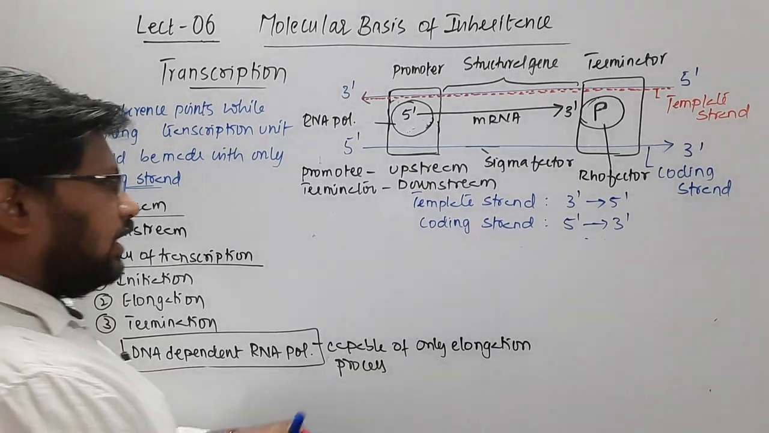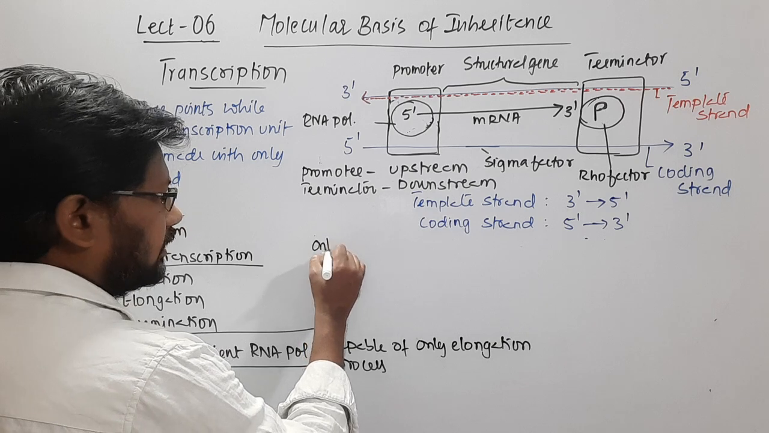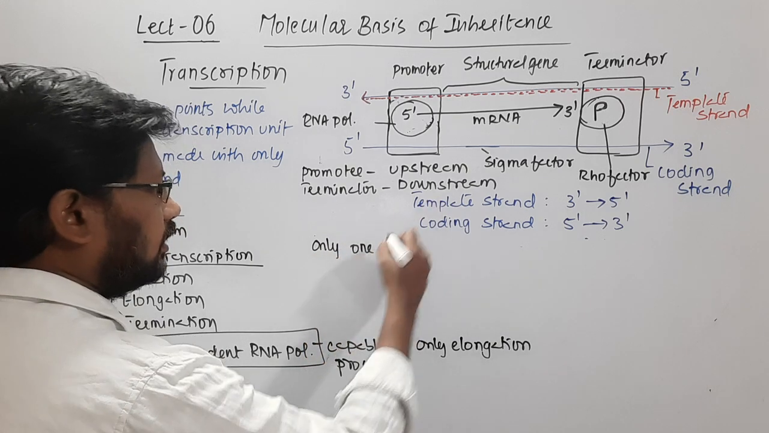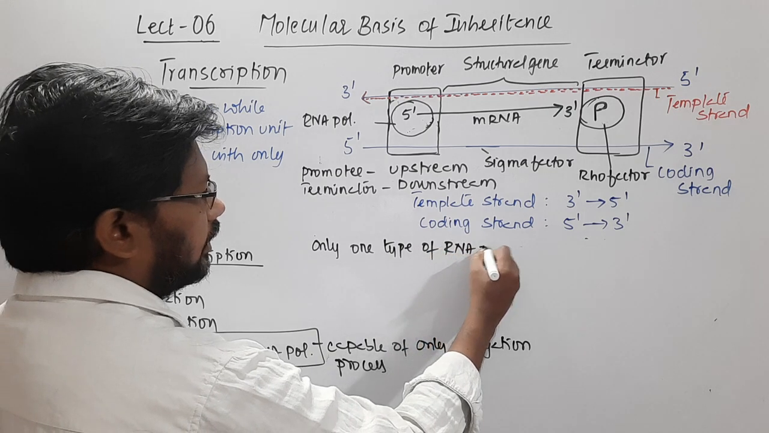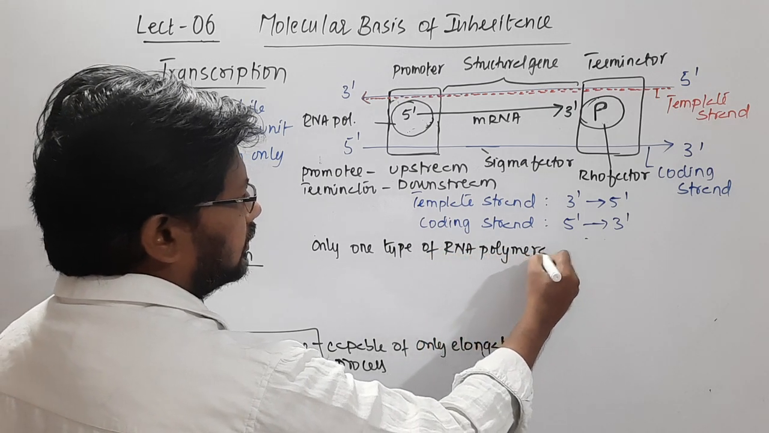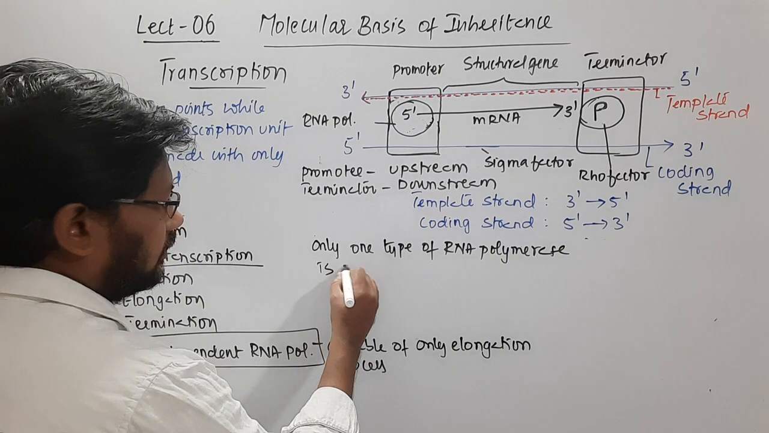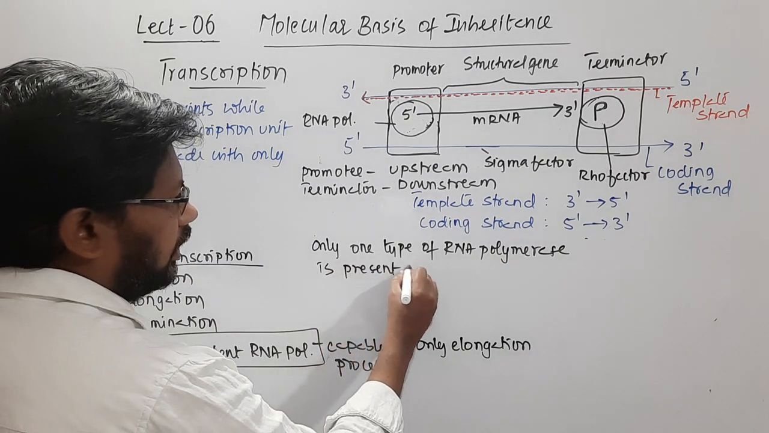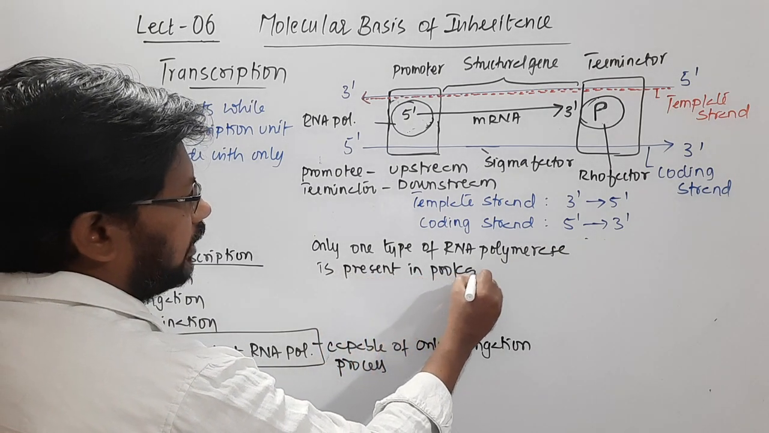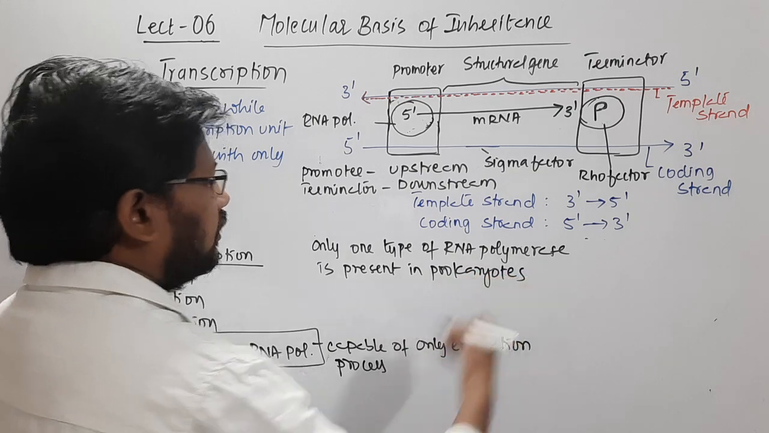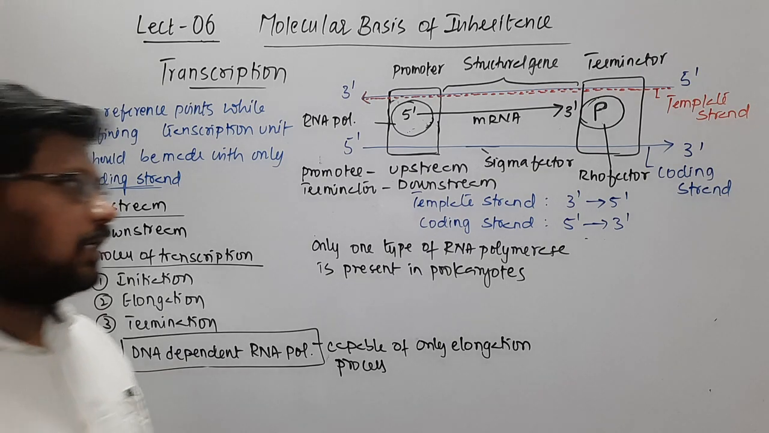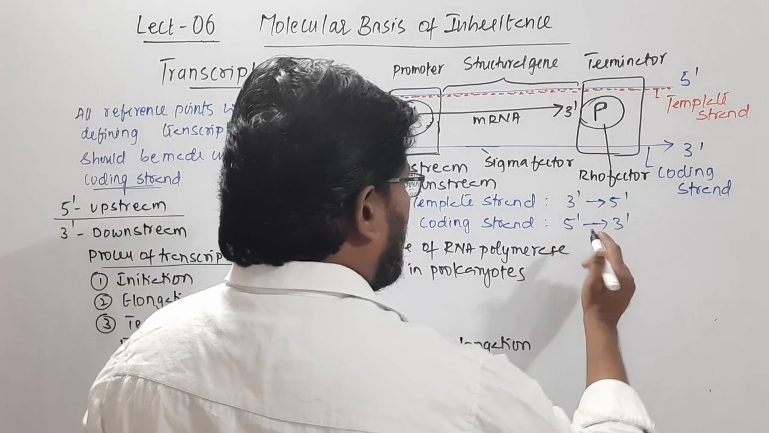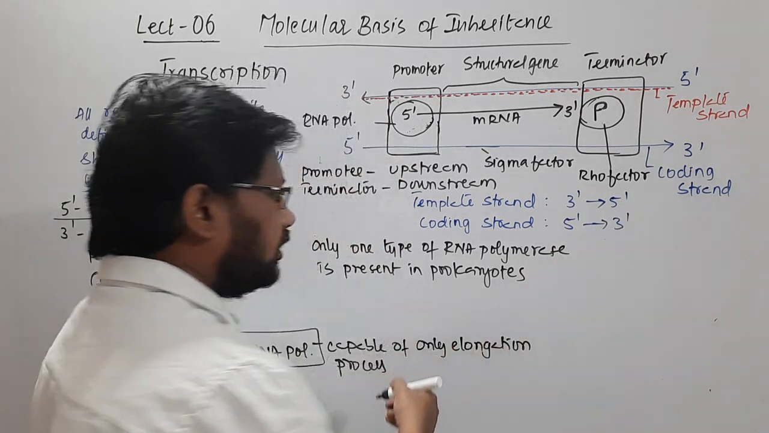Next, only one type of RNA polymerase is present in prokaryotes. So only one type of RNA polymerase is present in case of prokaryotes. Of course, that I already mentioned.